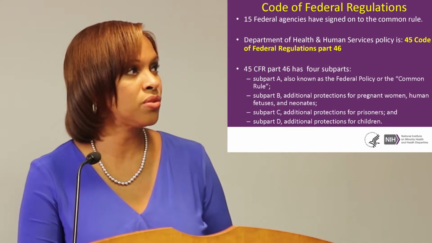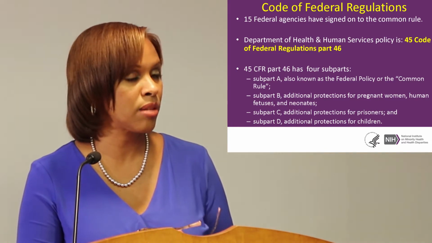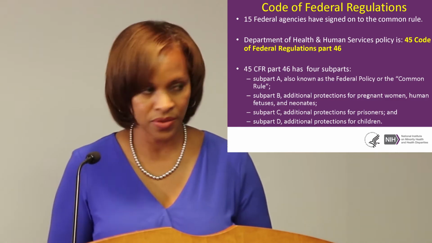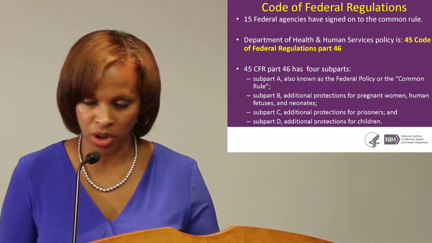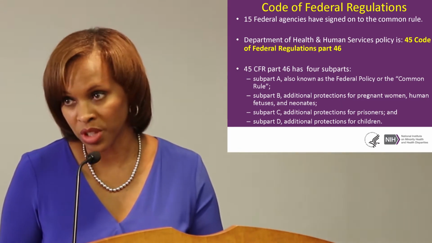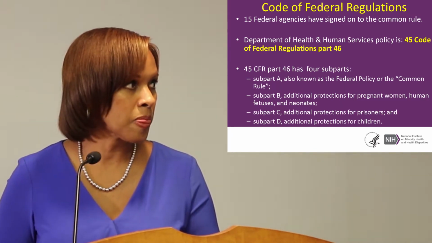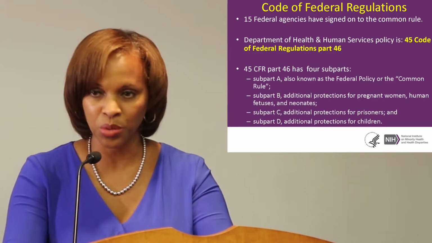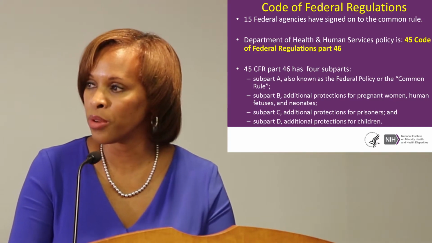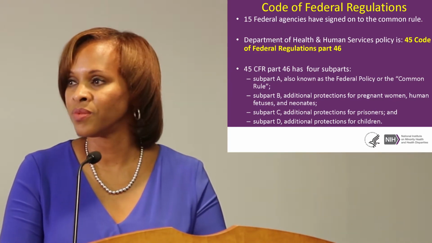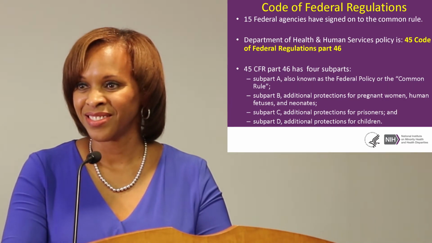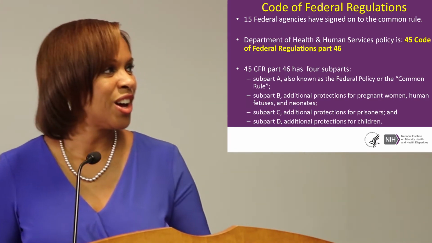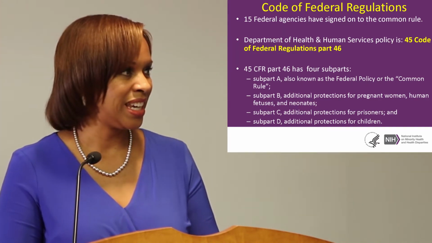Okay, so there are 15 federal agencies who have signed on to the common rule, including HHS. So everyone is familiar with the famous 45 Code of Federal Regulations Part 46, or CFR 46, is what everybody tends to roll off their tongue. So it has 4 subparts, and actually before I ask the question, since many of you are very familiar with it, can anyone share with me what those 4 subparts are? Anyone? Okay. So here they are. There's subparts A, B, C, and D.